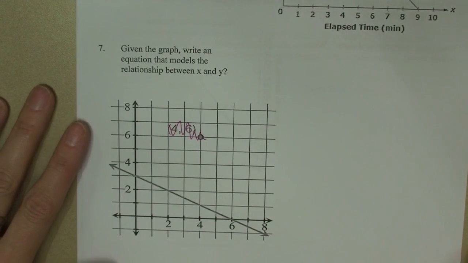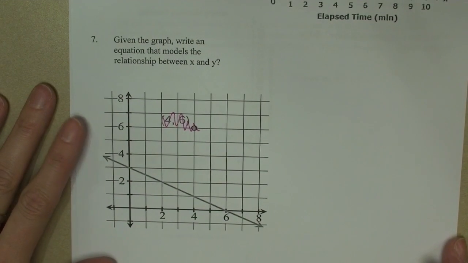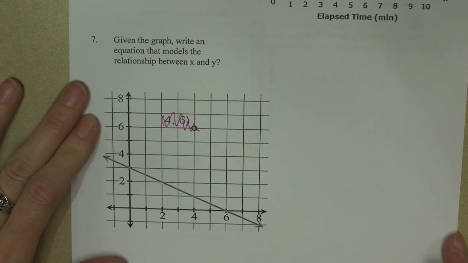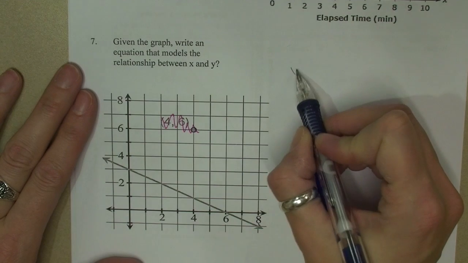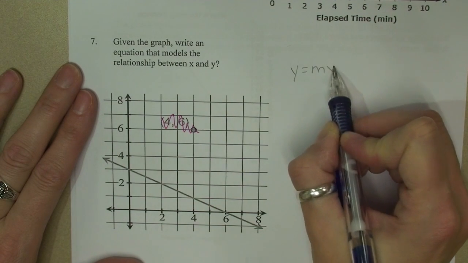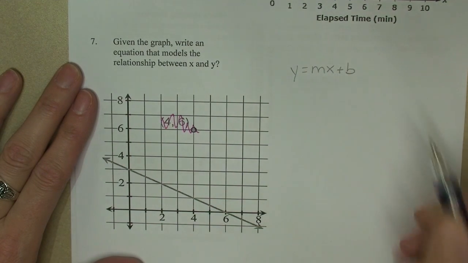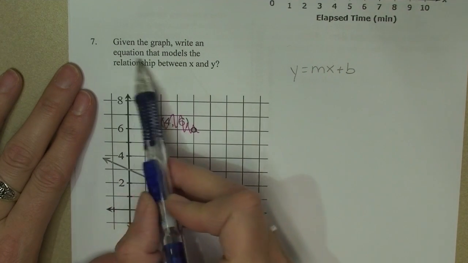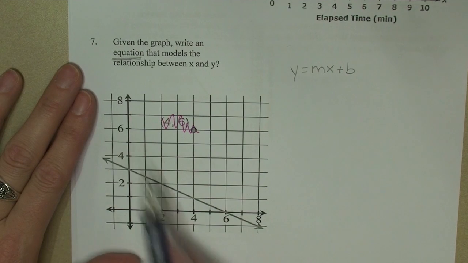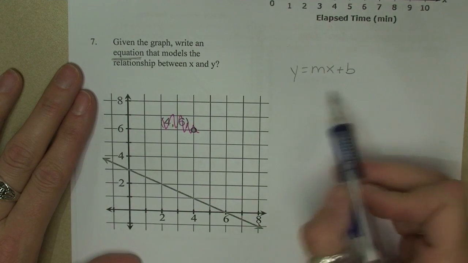All right, number 7. Remember, this is the one we had to scribble out the weird point that's in the middle of the graph. Given the graph, write an equation that models the relationship between x and y. So that means y equals mx plus b. That's an equation of a line. Whenever it says write the equation of any kind of line here, that means we're going to start with this.